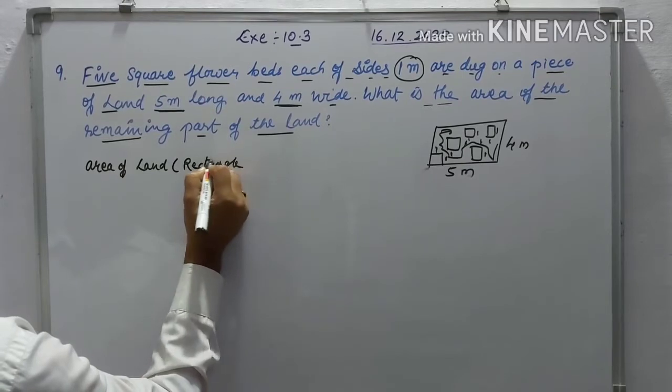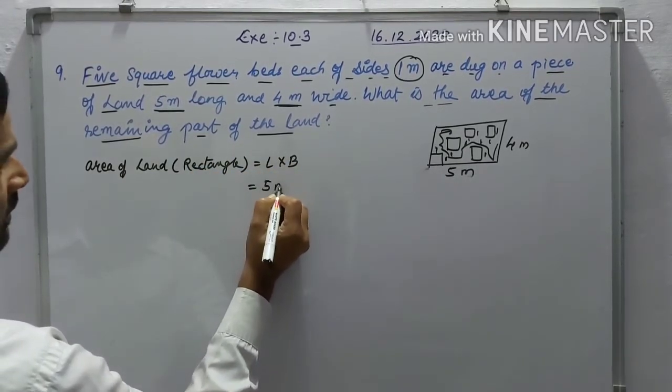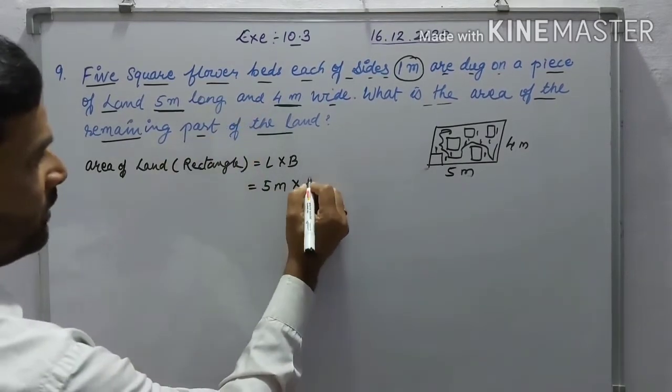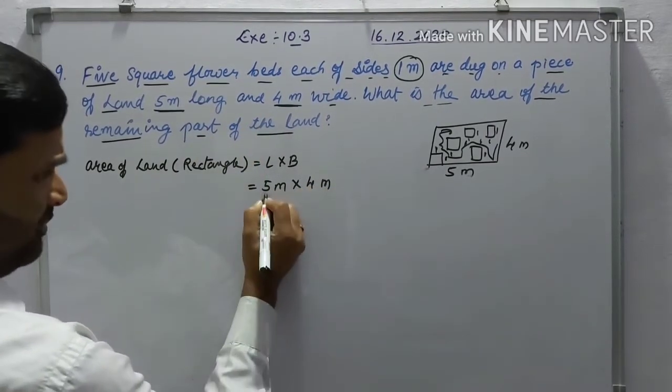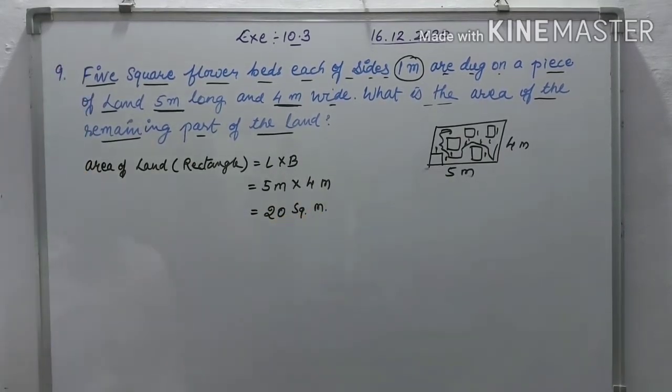You write in brackets, for a rectangle, area is length into breadth, that is 5 meters into breadth 4 meters, 5 fours are 20 square meters. This is the area of the land.